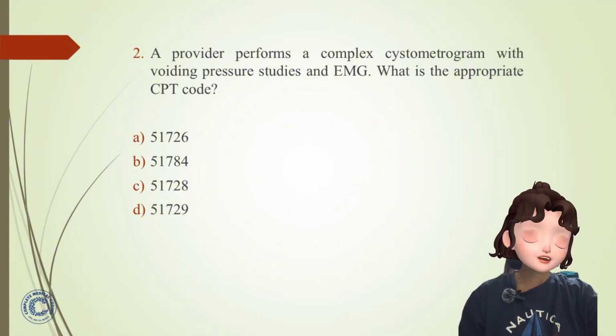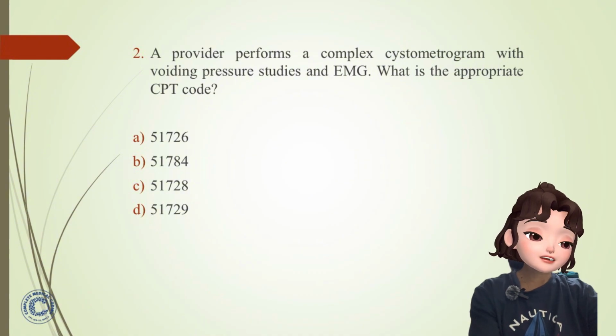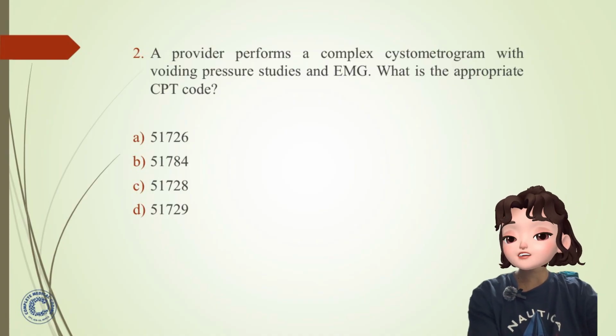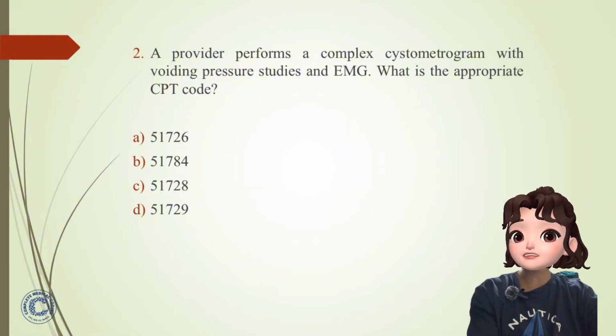What is 51728? Third option, 51728. Again, it's the same: complex cystometrogram with voiding pressure studies, that is bladder voiding pressure, any technique. But in our question, we need complex cystometrogram with voiding pressure studies and EMG altogether. So there must be a single code, right?